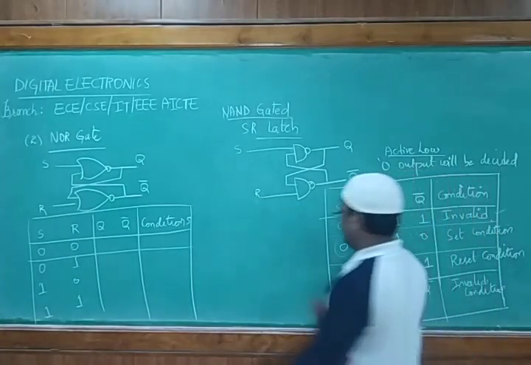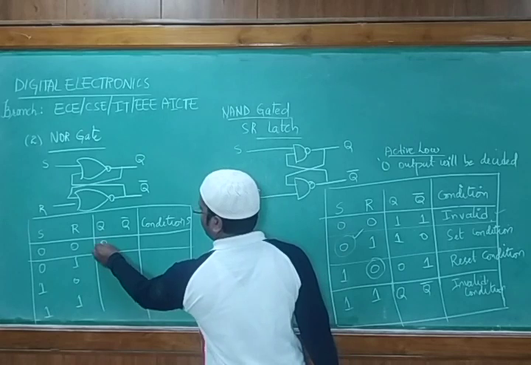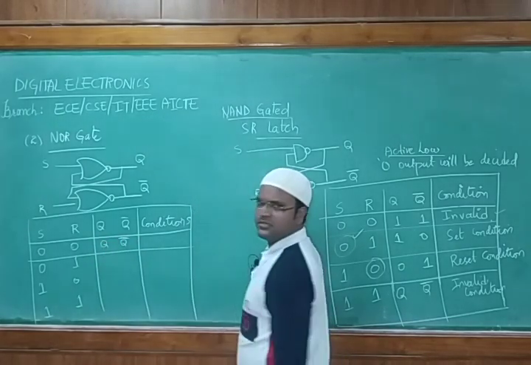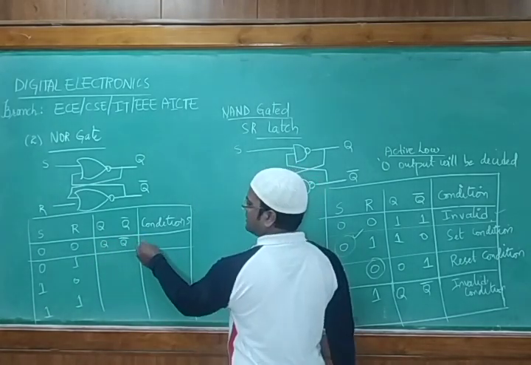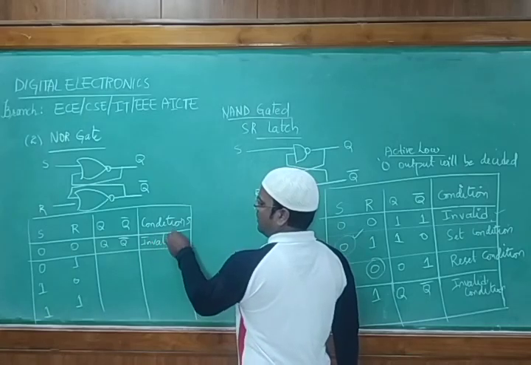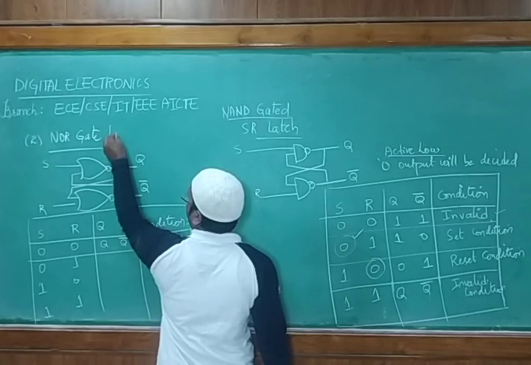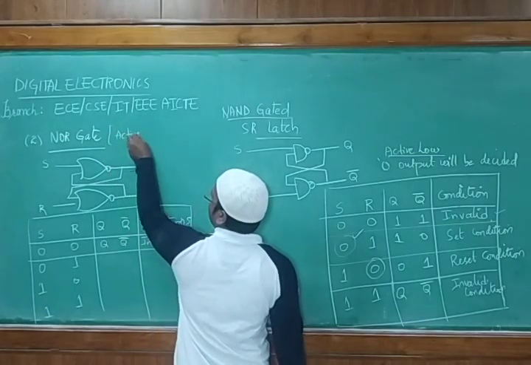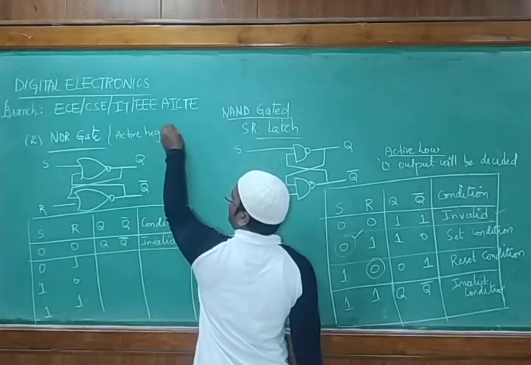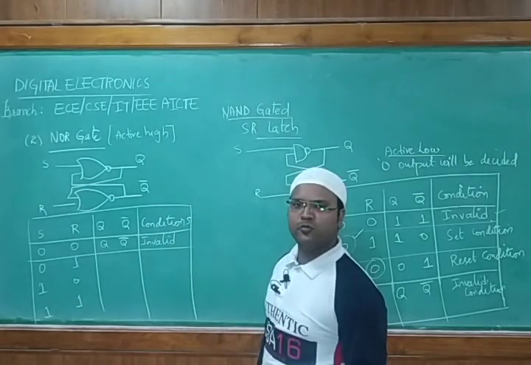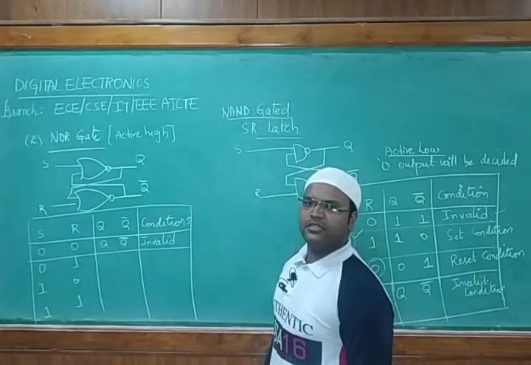So for the same thing, 0, 0 obeys that one. It can be Q, it can be Q bar. This is which condition? It is an invalid condition, right? So what kind of approach is it? Active high. What is the meaning of active high? When the bit is equal to 1, it is going to decide that particular condition.